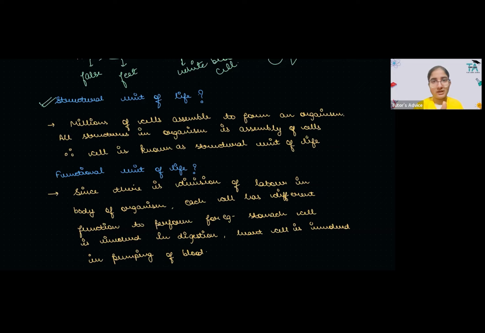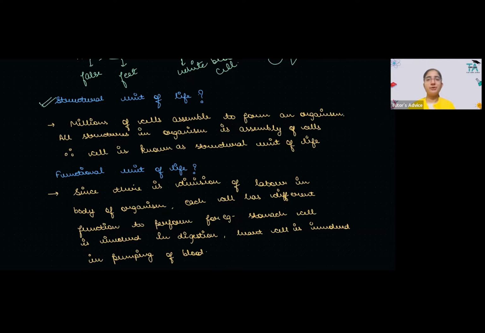I have given a very proper answer on the screen as well, so you can note it down if you want. Millions of cells assemble to form an organism. All structures in an organism are the assembly of cells only. So that is why we call it a structural unit of life.